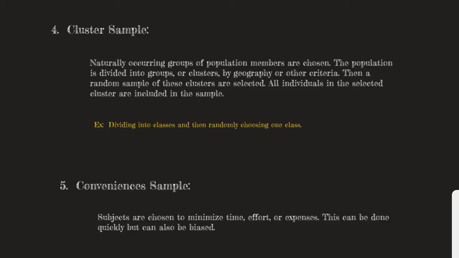Let's say you're sitting in your science class or your English class. It's a naturally occurring group of individuals, and the population is divided into these groups. In this case, the group is called a class. The population is the student body, and then randomly selecting a class is what we call a cluster sample, because the population is already naturally put into these smaller clusters or groups.